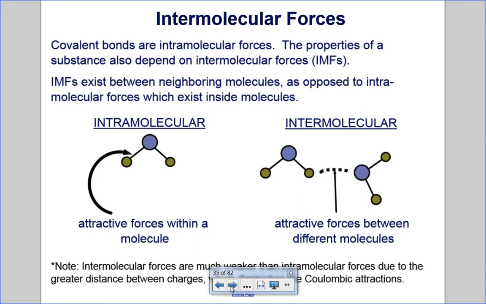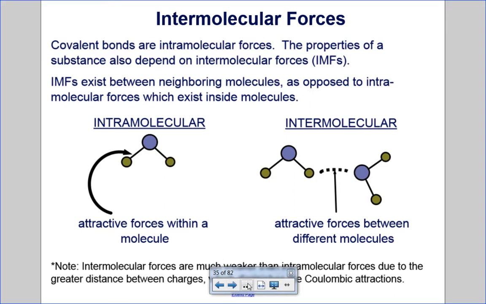Intermolecular forces. Covalent bonds are intramolecular forces. The properties of a substance also depend on intermolecular forces, also known as IMFs. IMFs exist between neighboring molecules as opposed to intramolecular forces, which exist inside molecules.